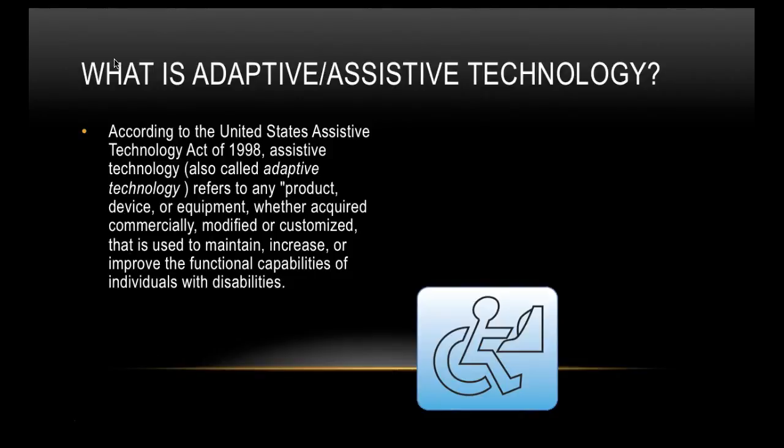First, let's discuss what exactly is adaptive or assistive technology. According to the United States Assistive Technology Act of 1998, assistive technology, also called adaptive technology, refers to any product, device, or equipment, whether acquired commercially, modified, or customized, that is used to maintain, increase, or improve the functional capabilities of individuals with abilities.